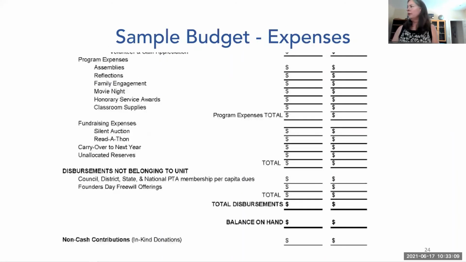Okay, so that was a whole lot of information, and here it is written out. So again, here's your possible program expenses, your fundraising expenses. This is the line for your planned carryover to next year. So if that's, you know, $2,000, you would enter that amount in here. The unallocated reserves again becomes whatever's left, and so you haven't figured out what to do with that money.